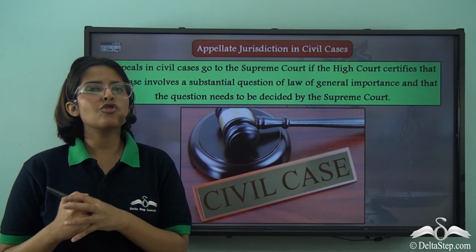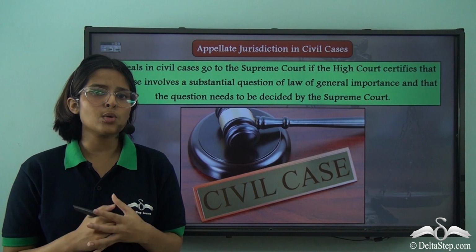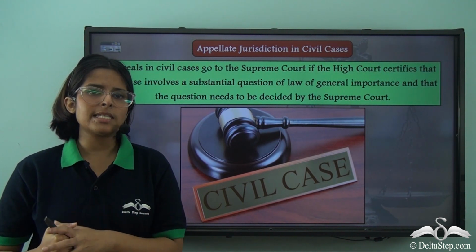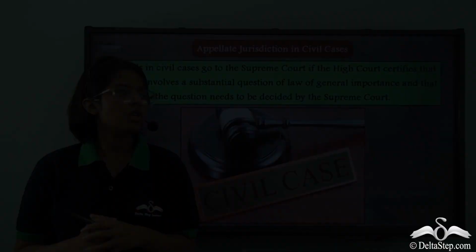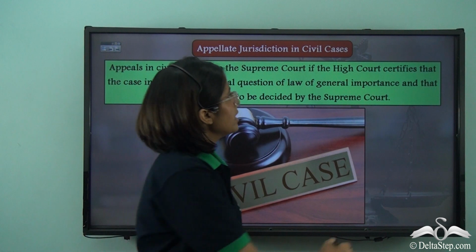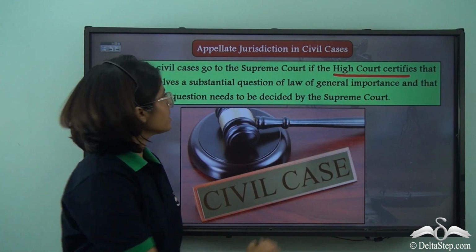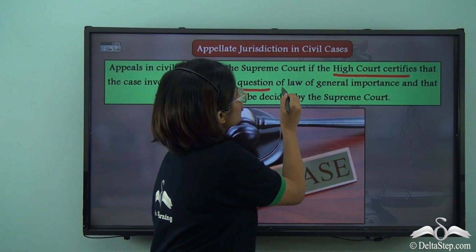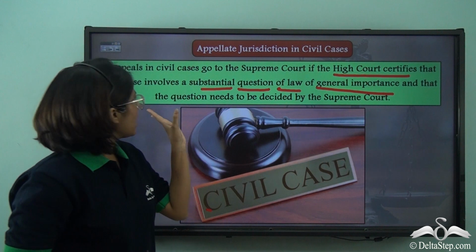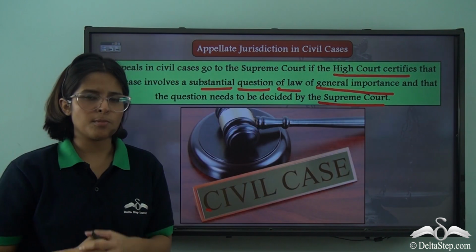So, not only criminal cases but civil cases can also be taken up in appeal to the Supreme Court. These cases also include cases involving the labor laws. So, appeals in civil cases go to the Supreme Court if the High Court certifies that the case involves a substantial question of law of general importance and that the question needs to be decided by the Supreme Court.